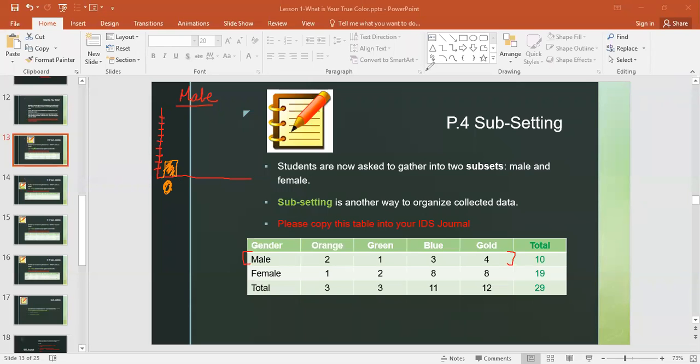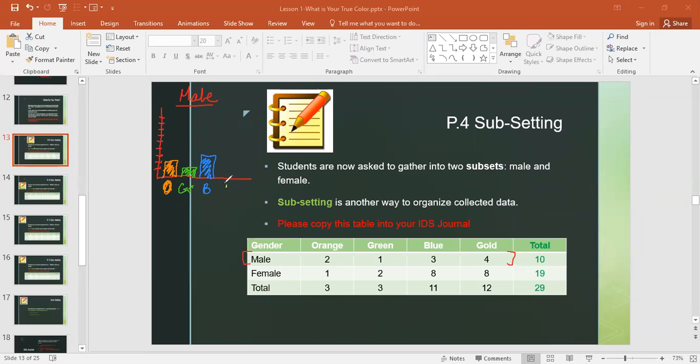Next, I have 1 male that was green. So this is my green color now. Yeah, I know I'm color coding, but I'm still going to label them. So I'm going to go up to 1 here, bring it over. There we go. I had 3 males that were blue. So we got my blue here. I'm going to go up to 3. 1, 2, 3. Bring it over. Shade that in.